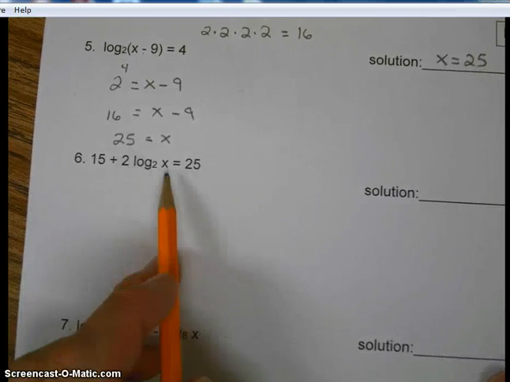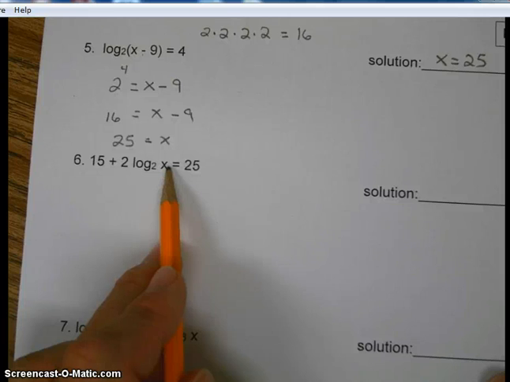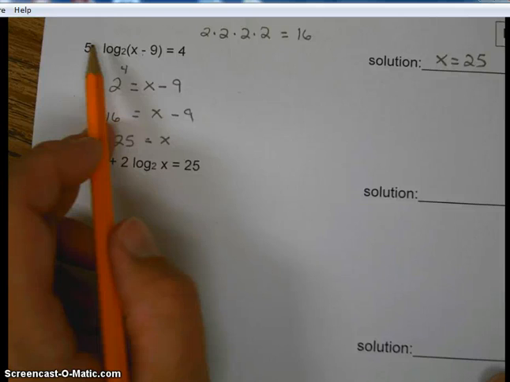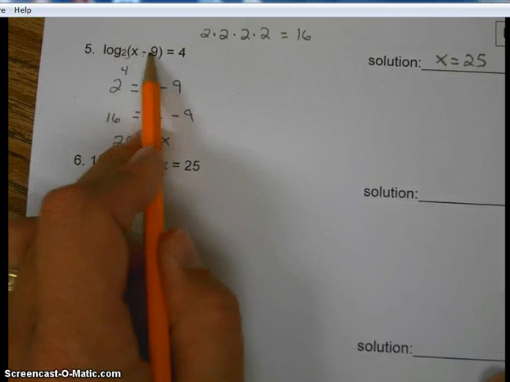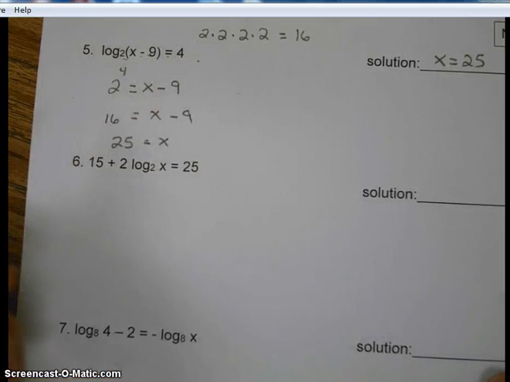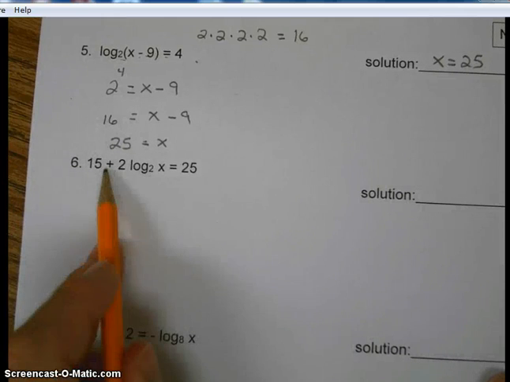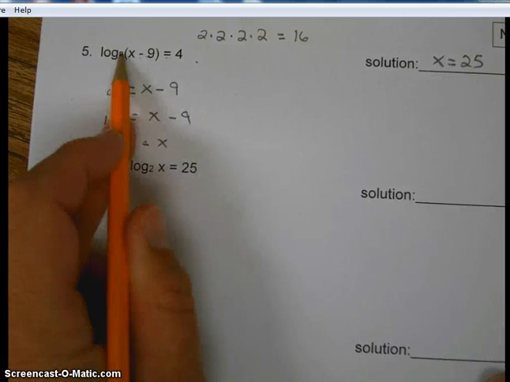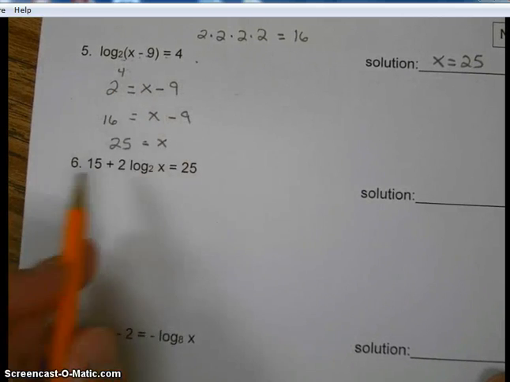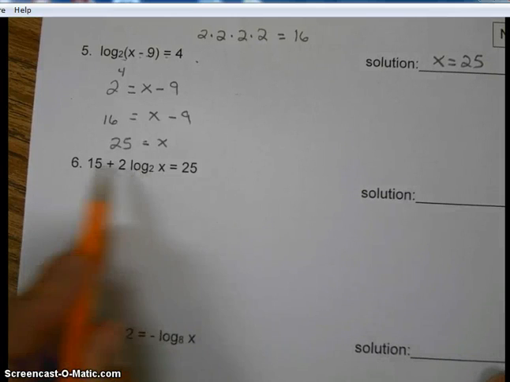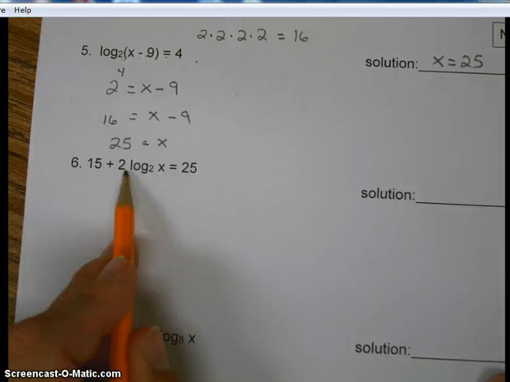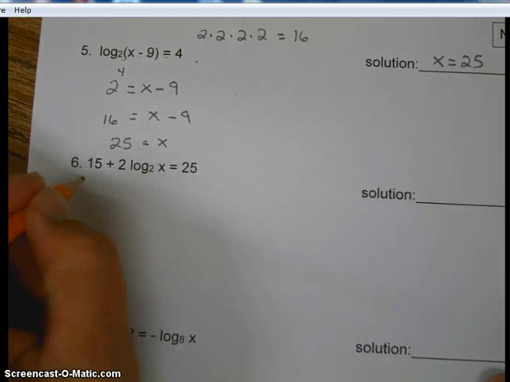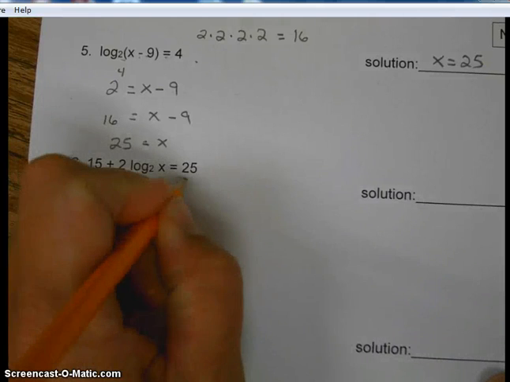All right, so in this case, notice that the formatting has changed. Look at the previous ones. The previous ones we had log base 2 of something equals something. That was the format. But here we have some adding, some multiplying going on. So before we can change to exponential form, we need to undo these things here. So first thing we're going to do is get rid of this 15. We're going to undo the 15.